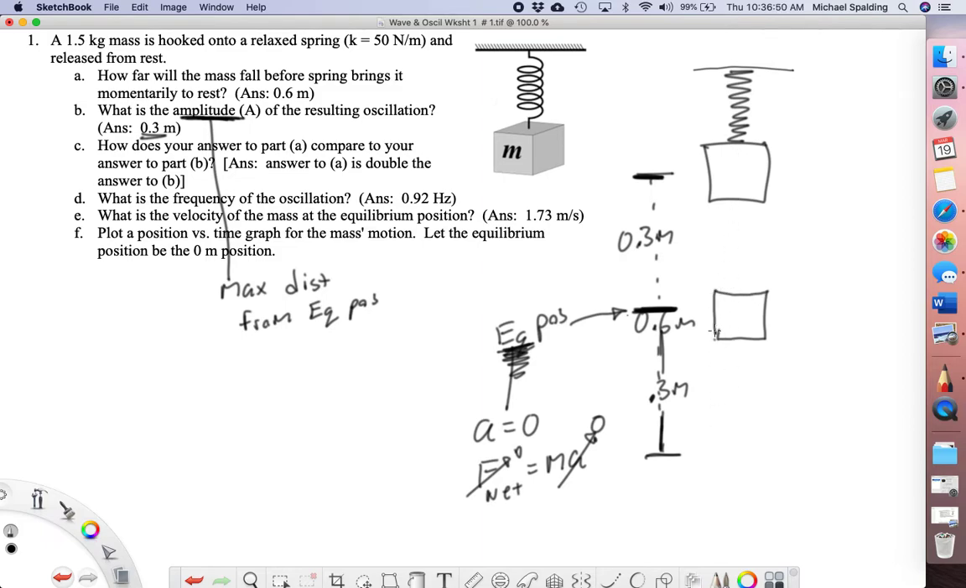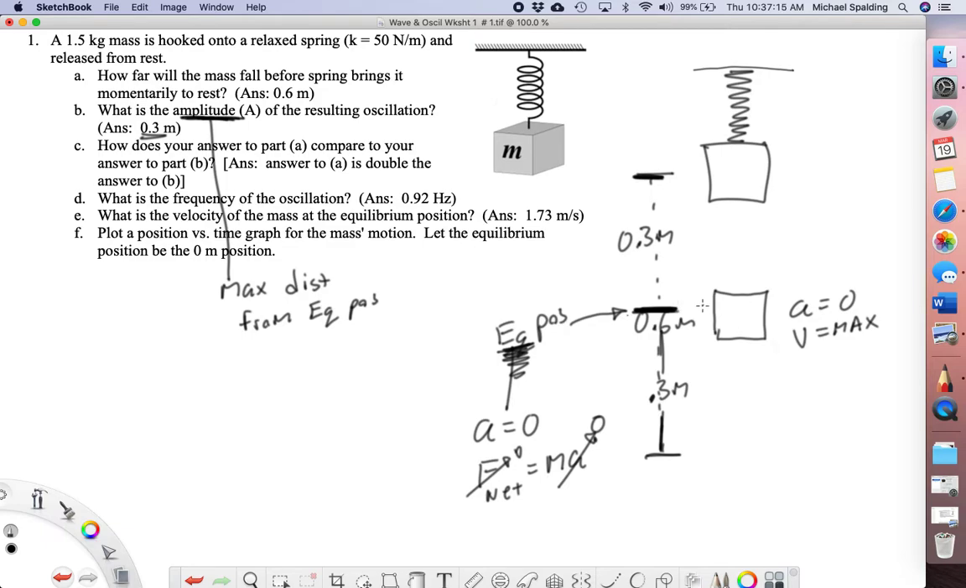So it's in motion here. This mass is moving, but as it passes through the equilibrium position, for a split second, right as it passes through here, the acceleration is 0. Now that doesn't mean the velocity is 0. In fact, at the equilibrium, velocity is a maximum. Velocity is a max right there. So why is acceleration 0?